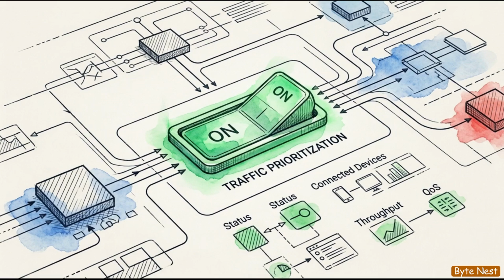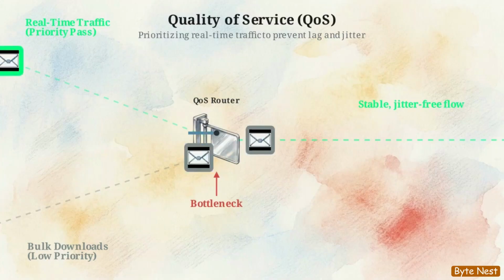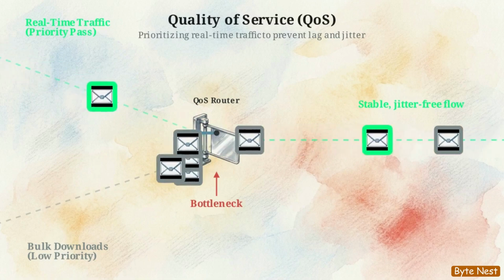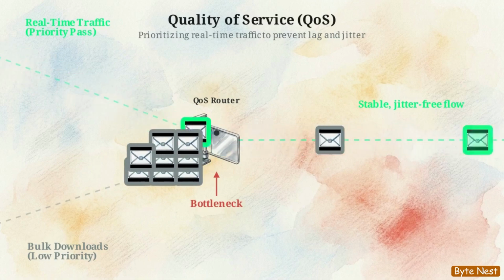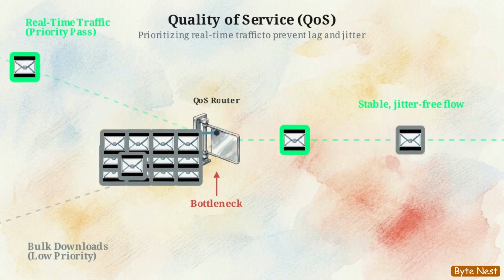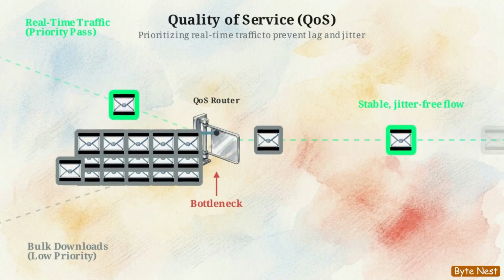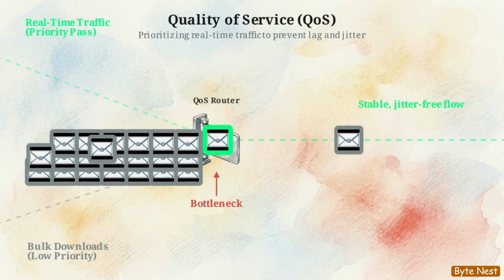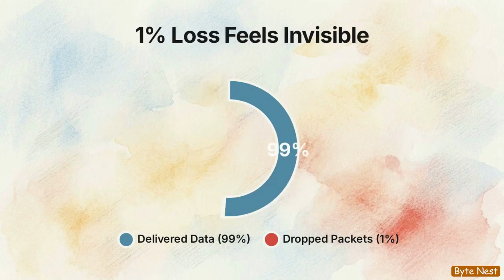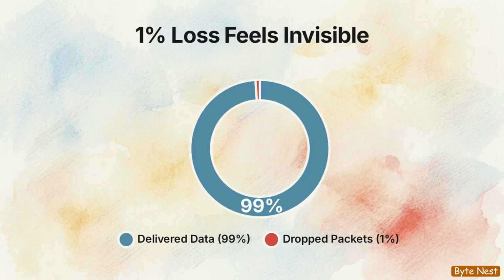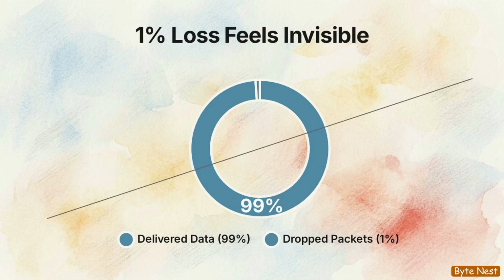Think of this as a priority pass for your data. This gives priority to packets from real-time apps, like video calls or games, and pushes them to the front of the line. Even if someone else is downloading a movie, your crucial live data skips the traffic jam, arriving without gaps. You don't need to reach 0 packet loss. Keeping your drops under 1% is enough to make the connection feel invisible to the human eye.